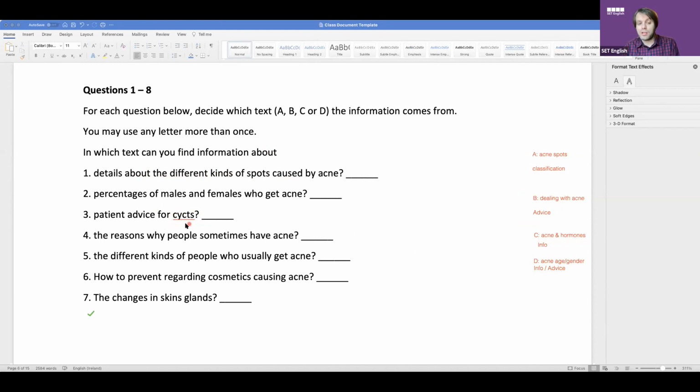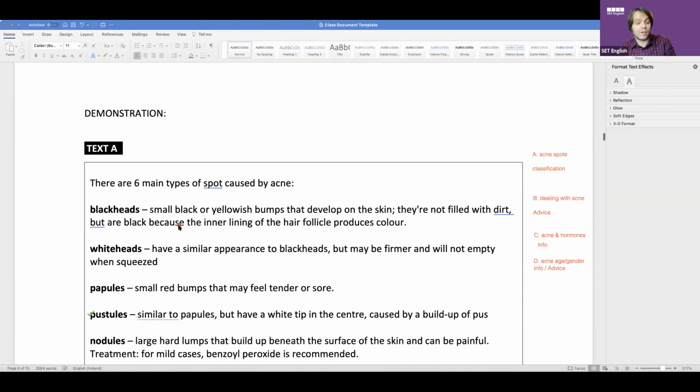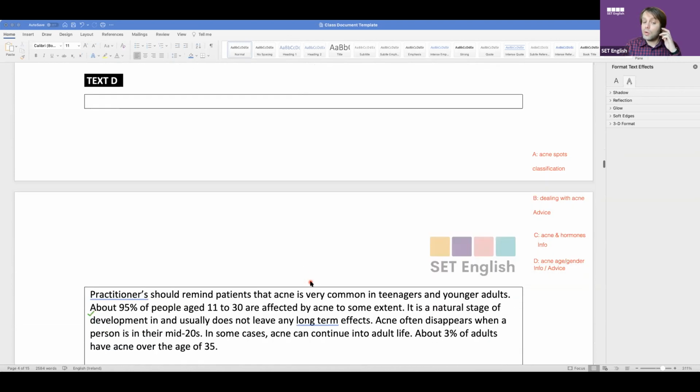Cysts is my keyword. What am I going to do? Scan, like we were doing at the start of class, right? So let's just quickly scan A. Look, where's cysts? Find me the word before cysts. Here, right? So I've got my answer. A. Easy, very quick, right?